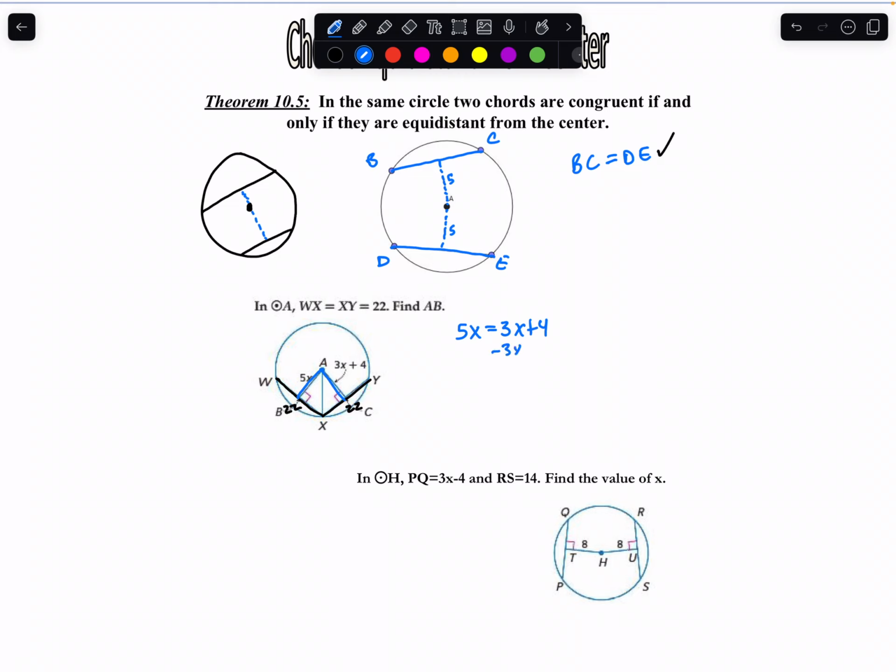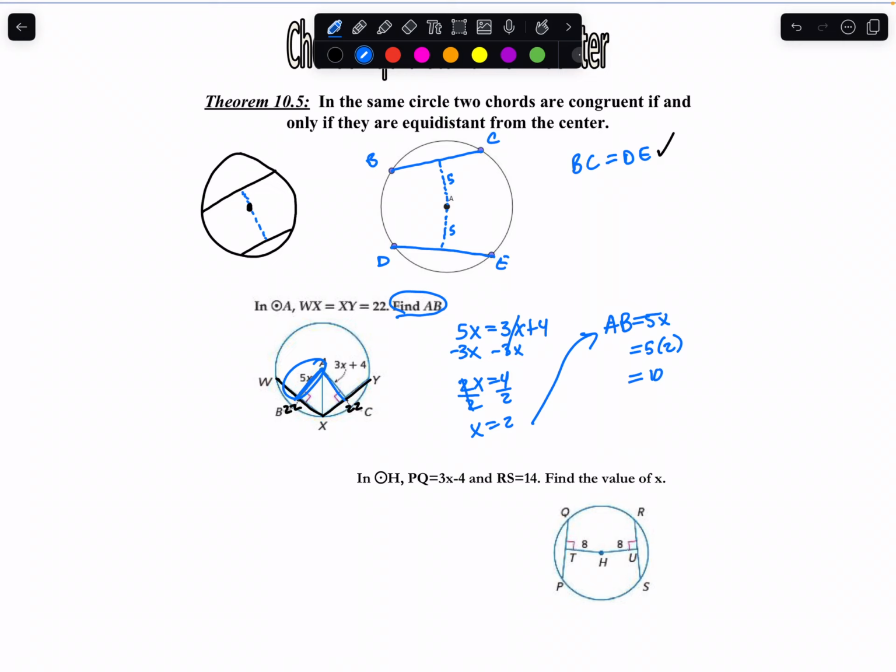Subtract 3x on both sides. 2x equals 4. Divide both by 2. X equals 2. Now we're really interested in finding the measure of AB. What is the length of AB? Which is right here. AB is just equal to 5x. So when we plug in our value, we get AB equals 5 times 2, so the segment equals 10 units.